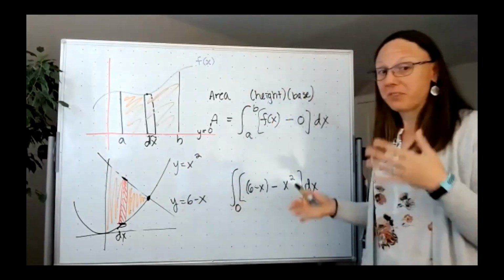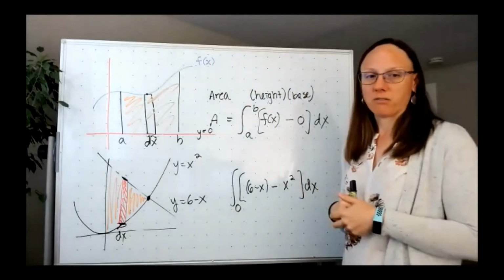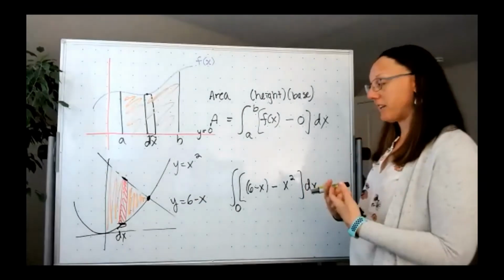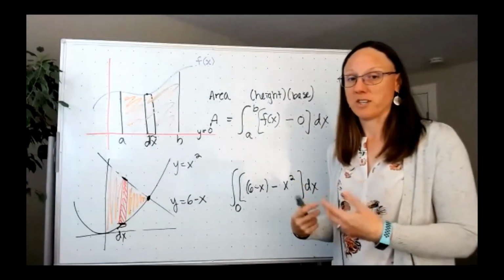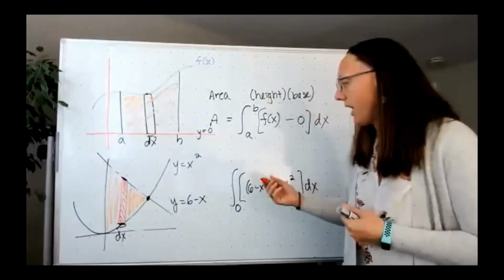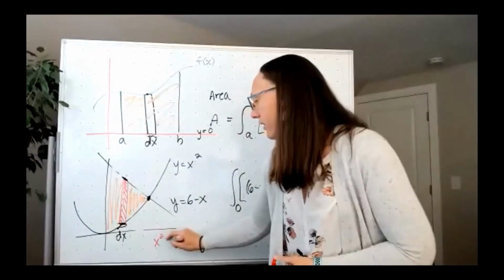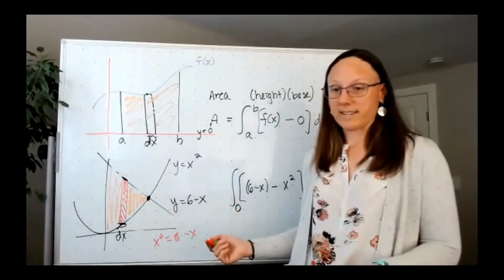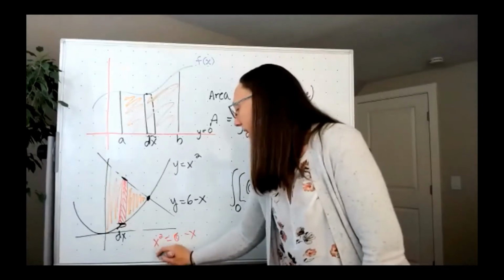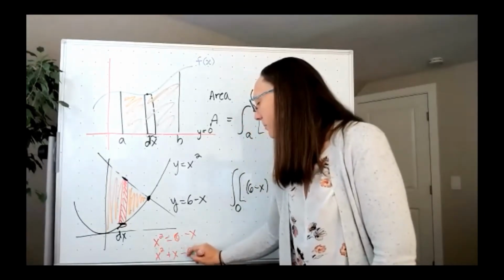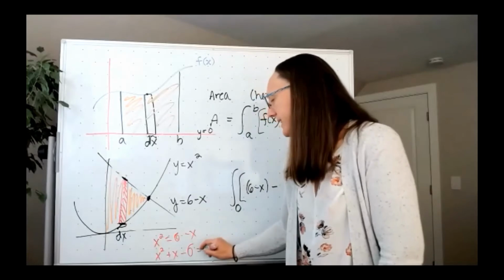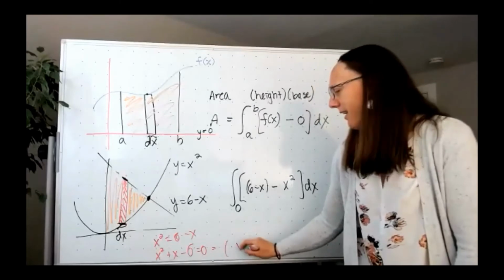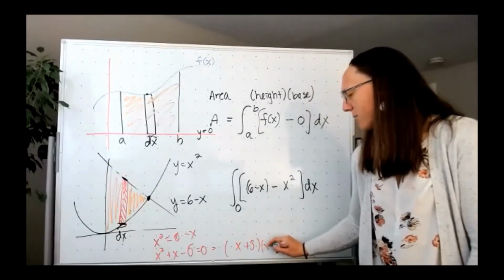So in general, if I'm trying to find the area between two curves, I'm going to have to figure out where those curves intersect. And finding intersection points means I'm going to set the two functions equal to each other. I am looking at x squared is equal to 6 minus x. And if I get everything on one side so that I can factor, I'd have x squared plus x minus 6 is equal to 0. And I think that factors, I try to make it factor. I think that's x plus 3 times x minus 2.